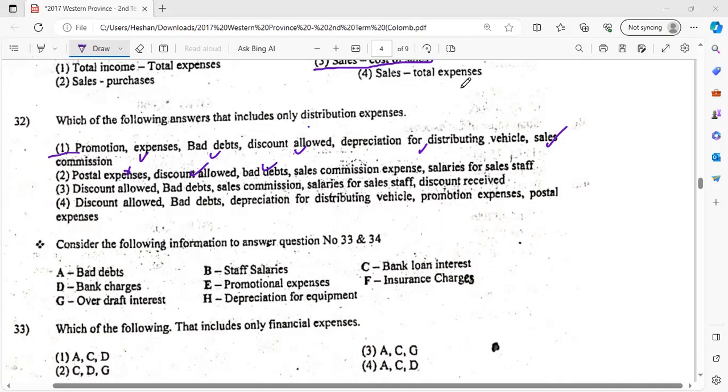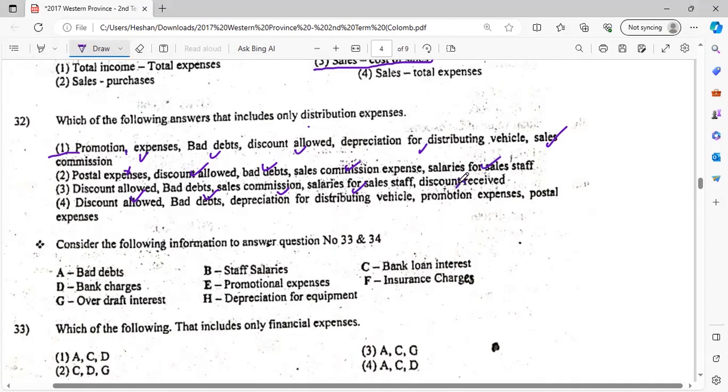Sirs, is promotion expense 1 or 2? Promotion, this should be 1, right? This is incorrect. Promotion expense, right? Bad debt correct, sales commission correct, salaries for staff incorrect. Okay, discount allowed correct, bad debt correct, sales commission correct, salaries for sales staff correct. If it is for sales staff, it's correct.